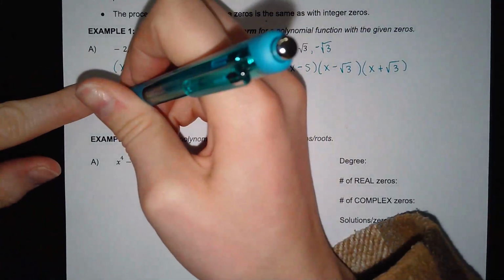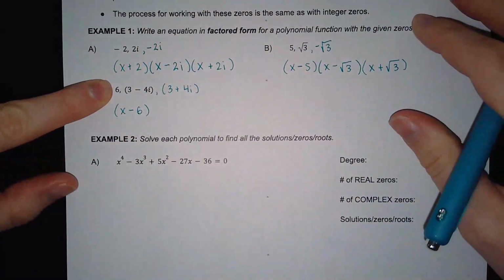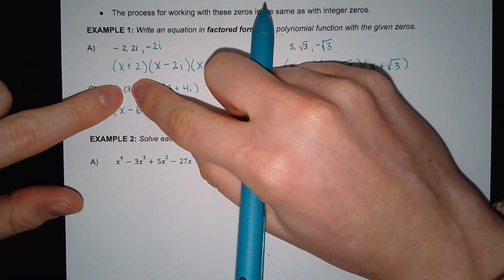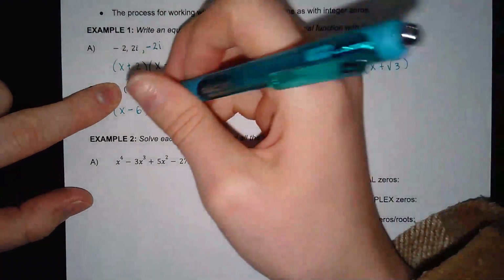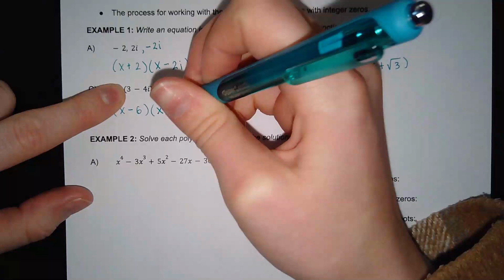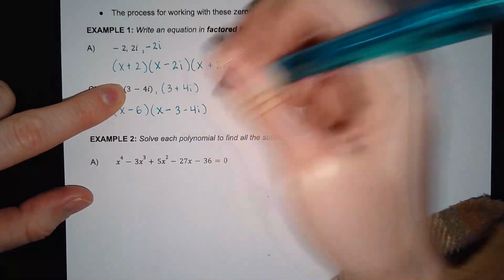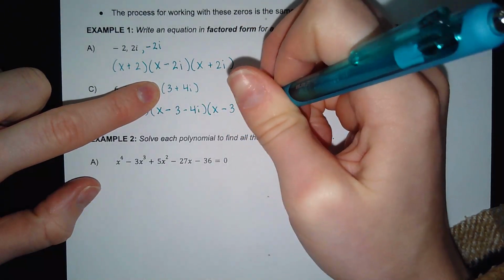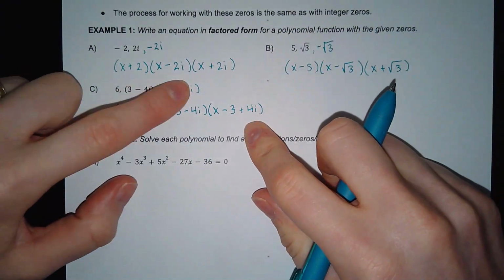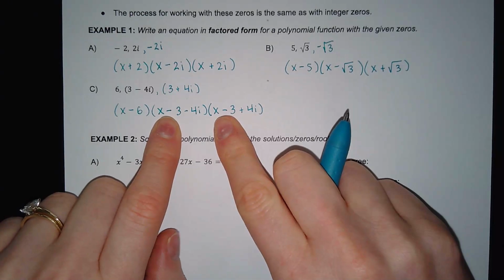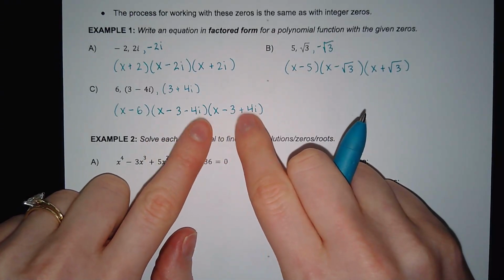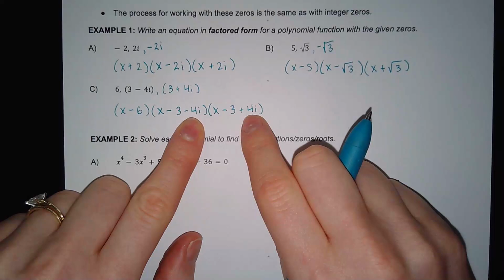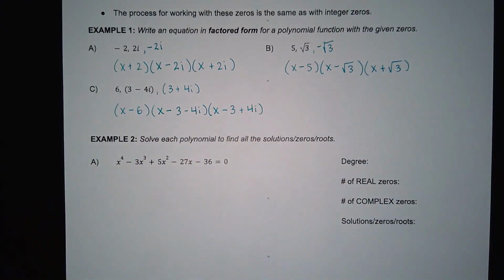So when we write our factors, 6 is positive, so I'll write x minus 6. Now, when I'm writing my factor here, I'm really just paying attention to the real number. If the real number is positive, I'm going to write x minus 3 minus 4i. And here will be the same, again, because this number is positive, I'll write x minus 3 plus 4i. So notice that the opposite is actually occurring with the imaginary number, not the real number. So it's a minus 4i and a plus 4i, but that 3 is still a minus.